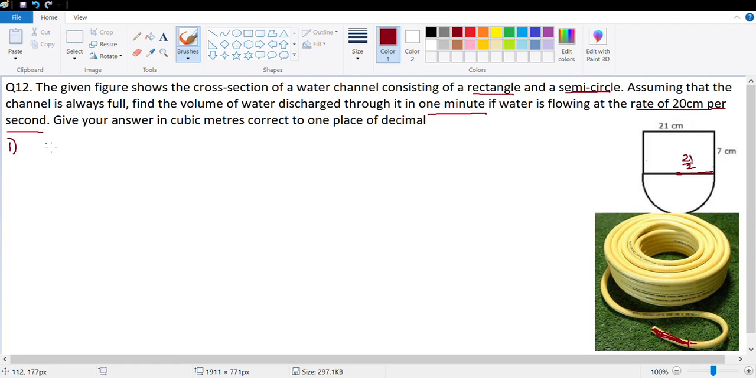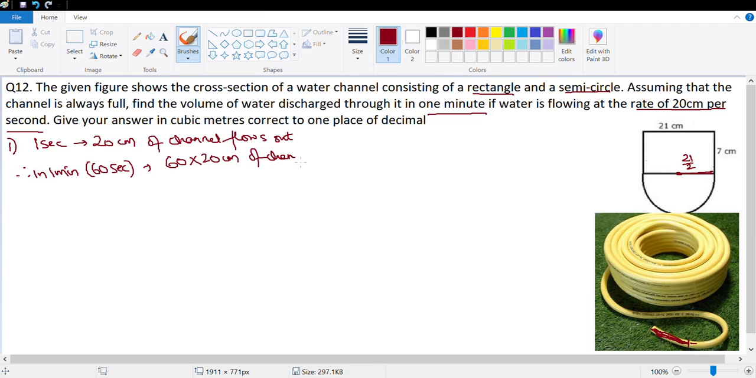So point number 1, in 1 second, 20 centimeter of channel flows out. Therefore, in 1 minute, which is 60 seconds, 60 into 20 centimeter of channel will flow out. So the length we have is 1200 centimeter. So if the channel was 1200 centimeter long, that's what they want us to calculate. Next, now let's again calculate the area of cross section.